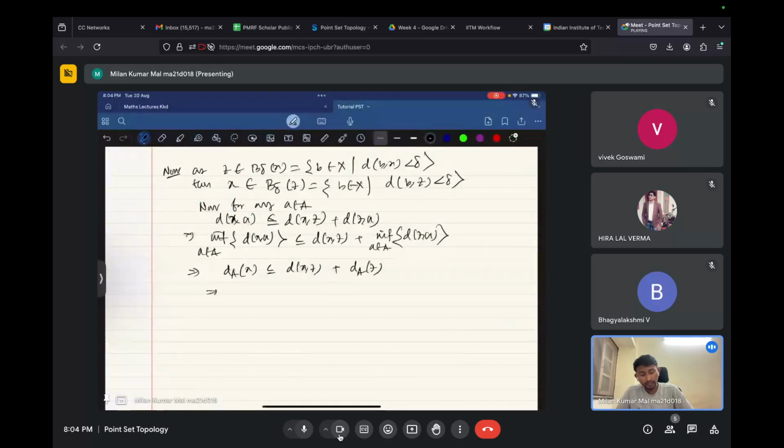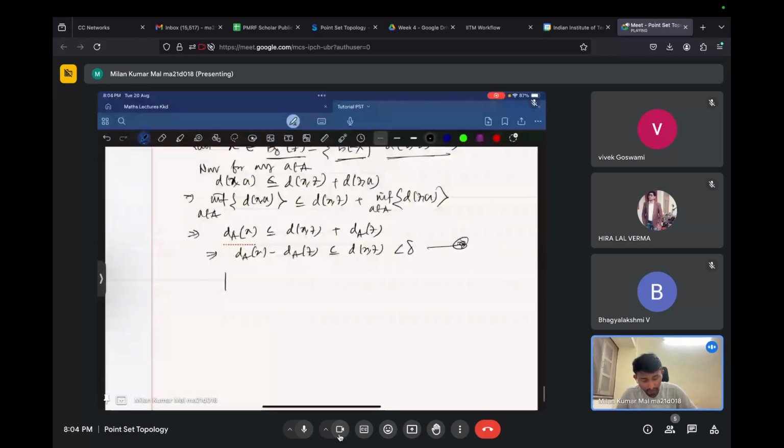That means d_A(x) minus d_A(z) is less than or equal to d(x,z), which is less than delta, because x is coming from the B delta of z, and B delta of z means all those elements such that d(b,z) is less than delta, so in particular d(x,z) is less than delta. So if you look at these two things, what we got basically is that |d_A(x) minus d_A(z)| is less than or equal to d(x,z).